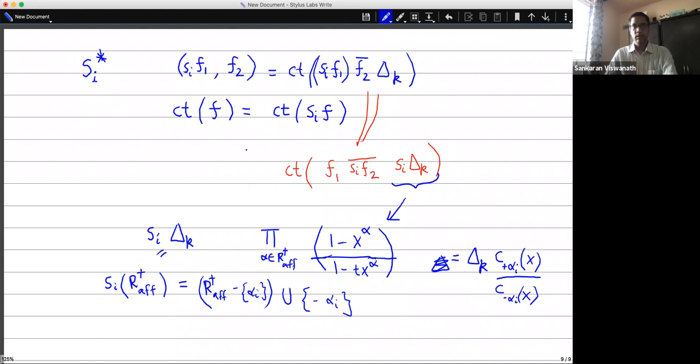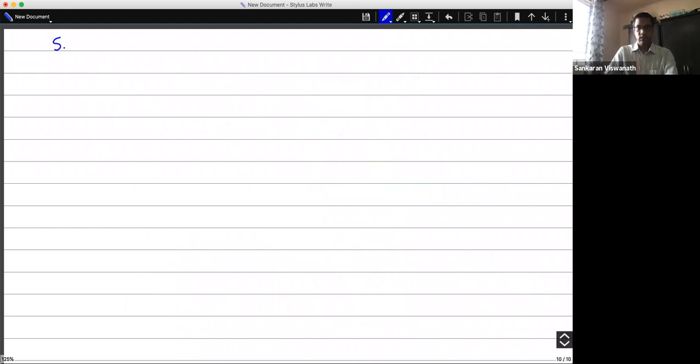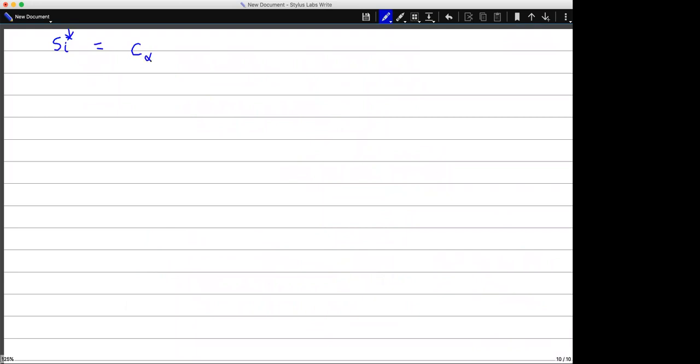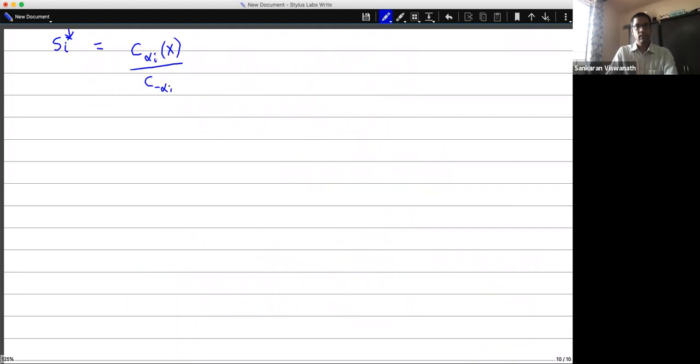So let me just mention what this computation implies. It says that the adjoint of S_i is nothing but that coefficient that we saw in front. So it's this operator, which we call the known operator, C alpha_i x by C minus alpha_i psi. And because of the formula which tells you how T is related to the S_i's, you compute and you will find this. So the point is the T_i stars are just T_i inverses.